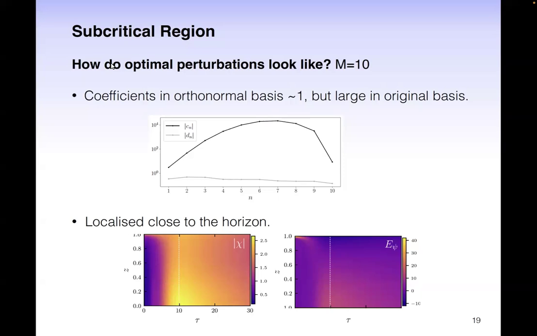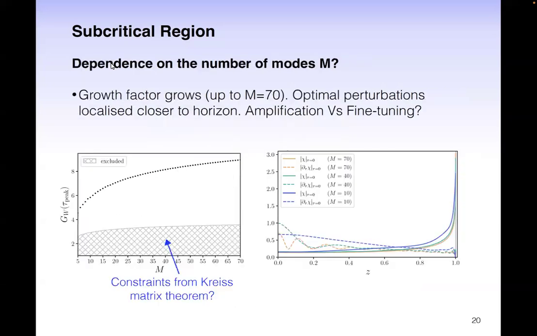So the energy stays pretty much unchanged close to the horizon, and later on it sort of interacts with the rest of the space-time. And now let me come back to your question. So what happens if we increase m?